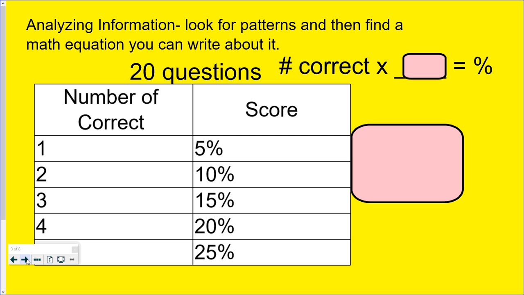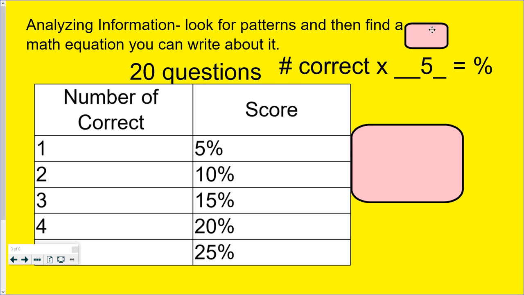Now let's look and see what happens here. Analyzing information, and this time we have 20 questions. If I have 20 questions, it says that if I have 1 correct, I have 5%. If I have 2 correct, I have 10%. 3 correct, 15%. So what's our pattern here? The number correct times what? What number would you say there?